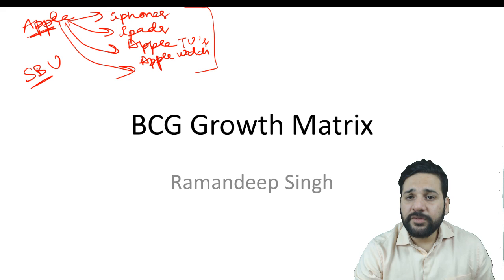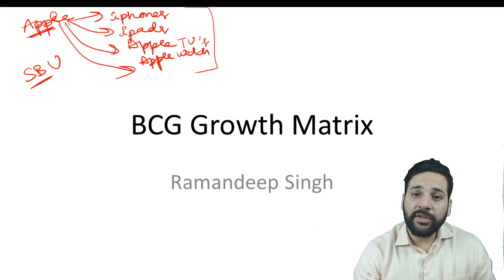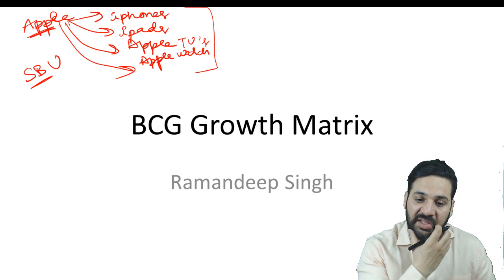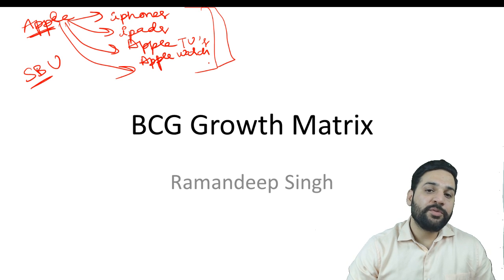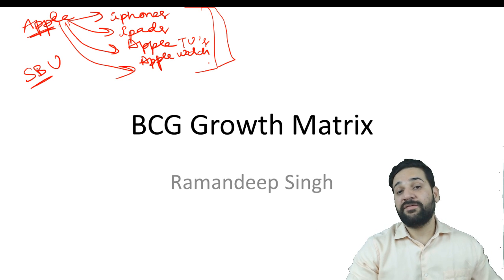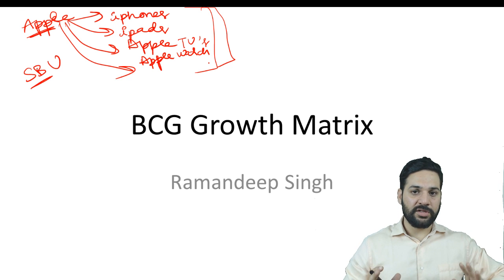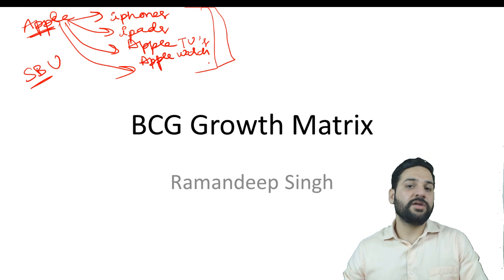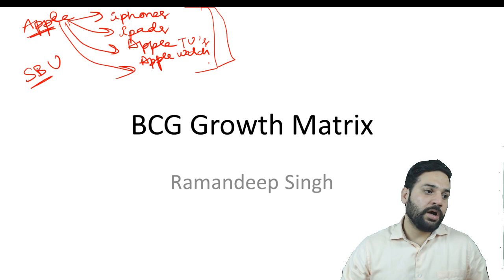Now how is Apple going to decide? Apple is having a lot of money, a lot of cash. How are they going to decide how much money they need to invest in each of these products? I mean, which product to discontinue. Obviously, if there is some product which is not performing well, they need to discontinue it. And if there is some product which is struggling, but there is a huge market potential, they need to invest money into that so that it can become a profit making business, a profit making product.